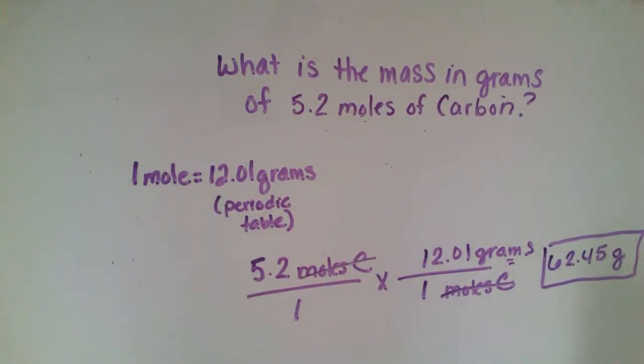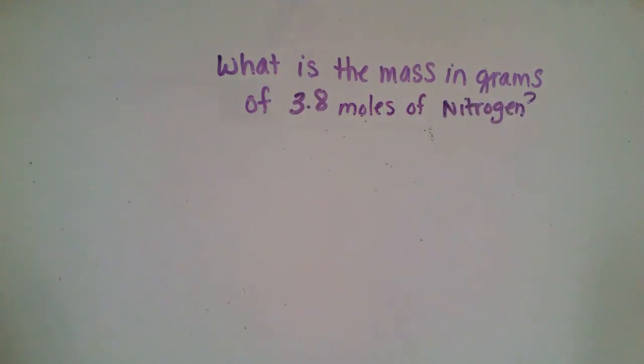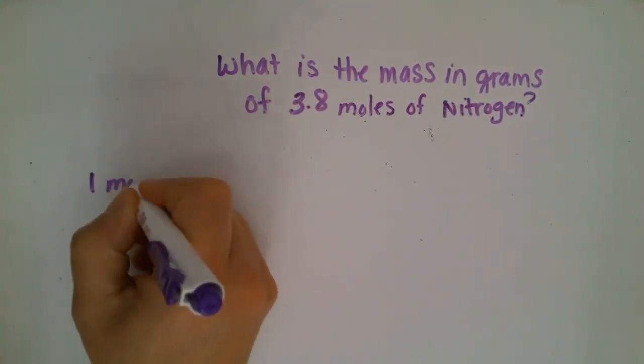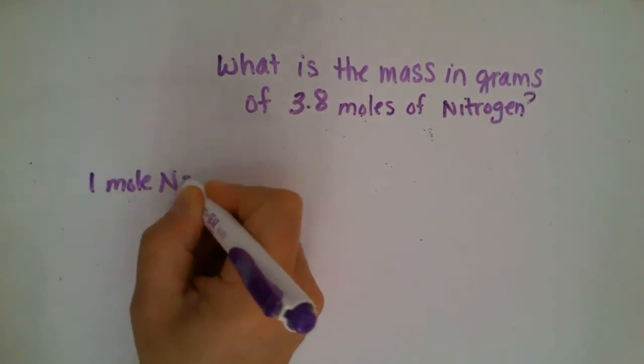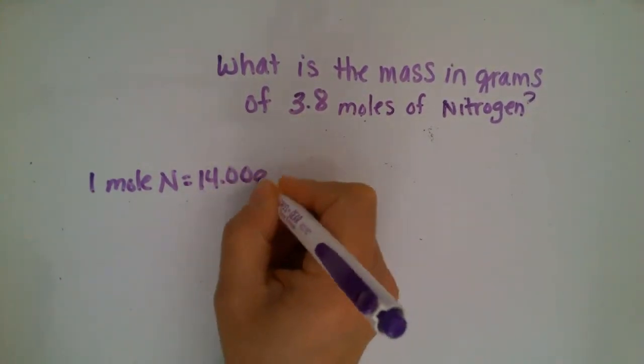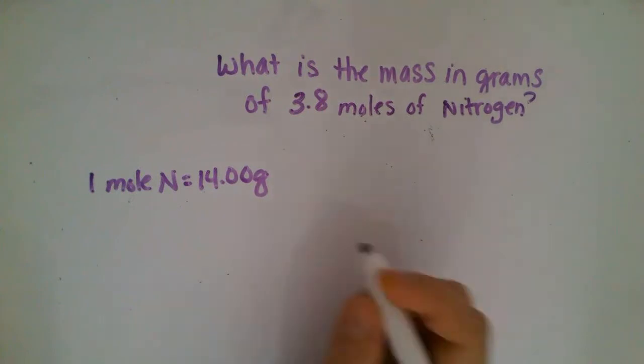So let's try another one on your own. What is the mass in grams of 3.8 moles of nitrogen? Pause the video, try and work through this on your own, and then restart it to see the answer. So again, we know that 1 mole of nitrogen is going to weigh 14.0 grams, right? We got that from the periodic table.